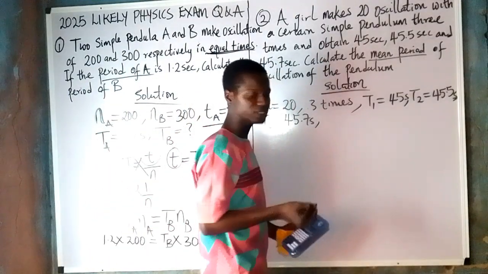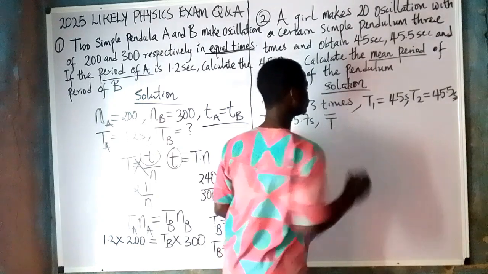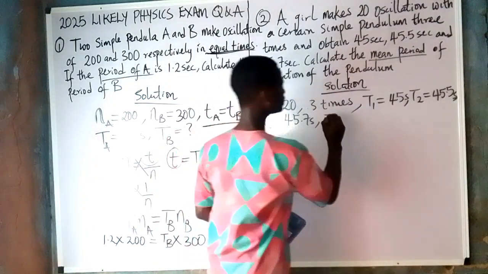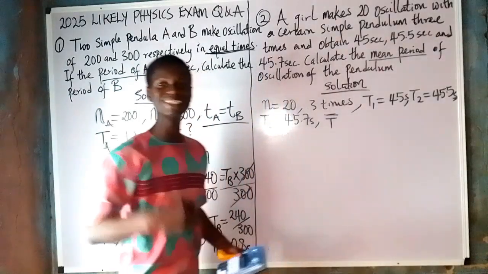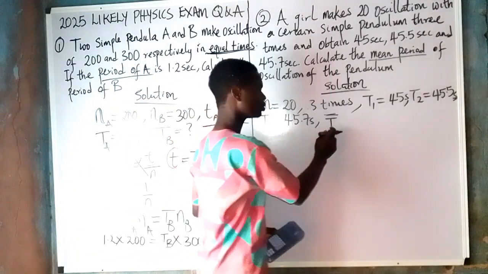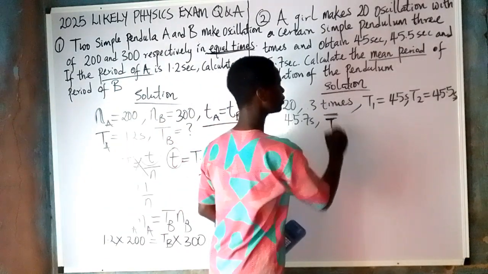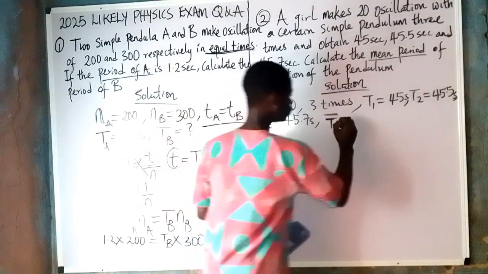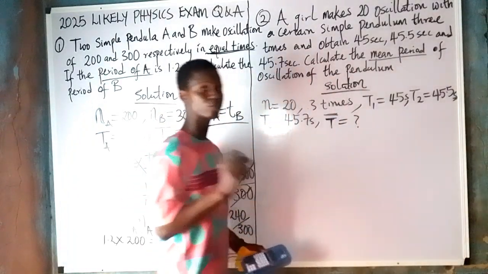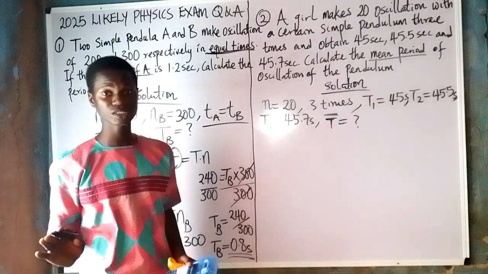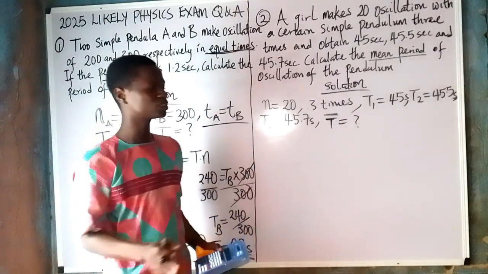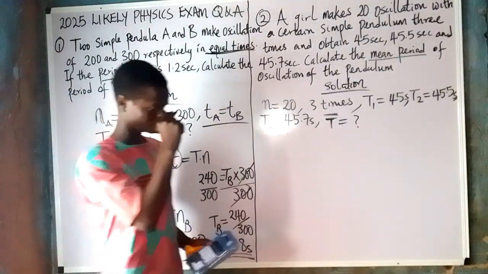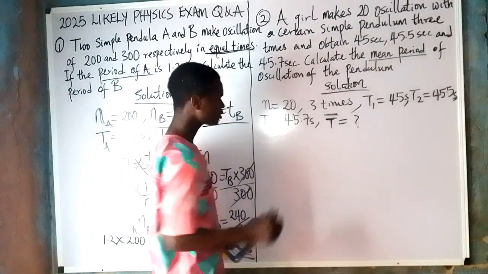Now we can call this capital T. Big T is the period. This sign over it shows the mean of the period. Now because we are asked to find the mean period, it is unknown here, is it not? From the question, we don't know what the mean period is. Now how do we work this out if this is all we know about the question?